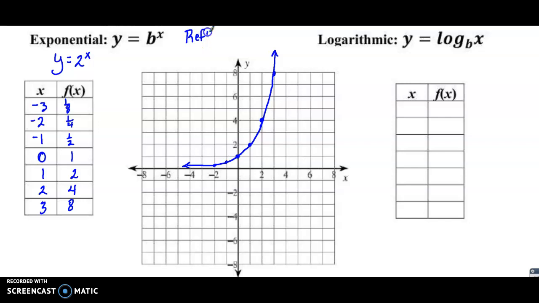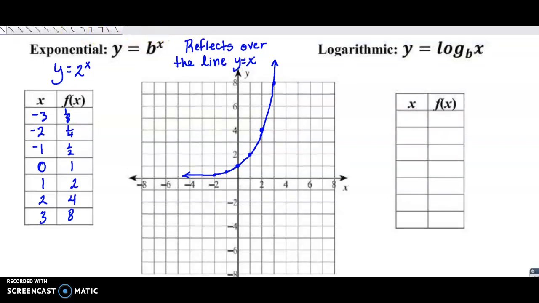it reflects over the line y equals x. So when we say the line y equals x, I'm going to do this in a hot pink color so you can see that line, and I'm going to do it as a dashed line because it's not part of our graphs. Y equals x, remember, goes through the origin and has a slope of 1. So there's my y equals x line.